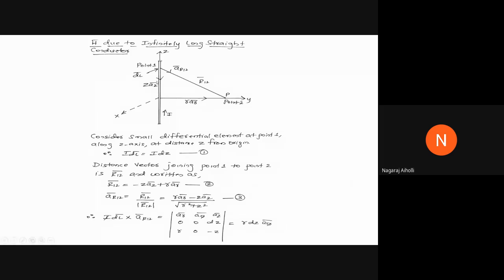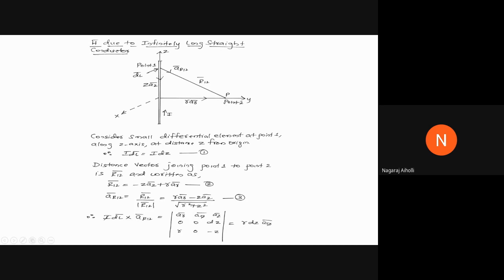Then the current flowing through this infinitely long straight conductor is I. We are considering the elemental length dl bar, and this elemental length dl bar is considered as point 1. The other point is point 2, that is our point P at which we are finding the magnetic field intensity H bar. Okay.